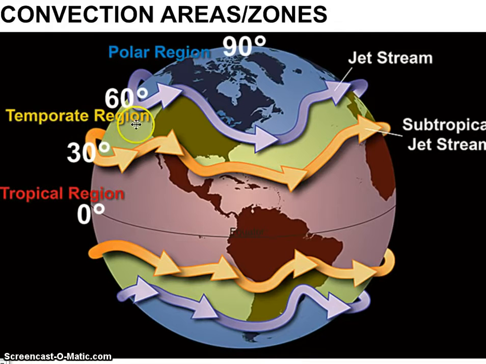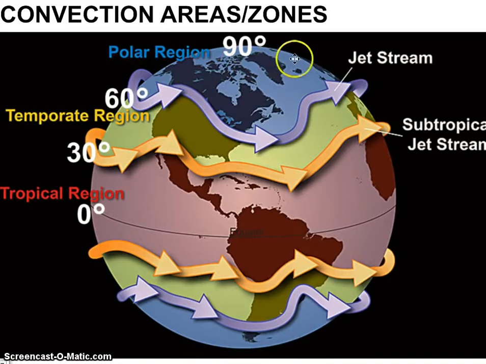The temperate region is where we live, and this is where it's not too hot, not too cold, and it extends from 30 degrees to 60 degrees north in latitude. So that's the temperate region. And then the coldest region, which is getting the least amount of solar energy year-round, is called the polar region, and it extends from 60 degrees north to 90 degrees north.